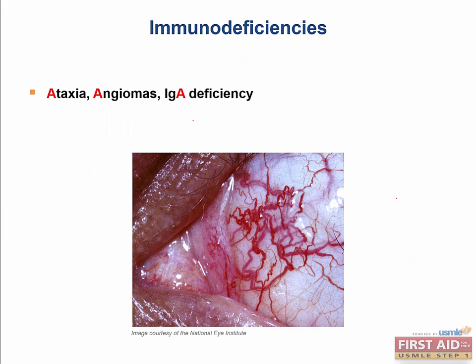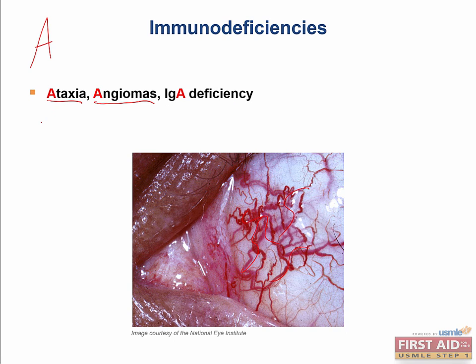All right, let's keep moving and now discuss the A deficiency. The A stands for ataxia, right? They're very wobbly. They have a difficult time keeping their balance. Angiomas, as we see here in the sclera. Another name for angiomas here are telangiectasias. That's important. IgA deficiency is the final characteristic. What is this condition?